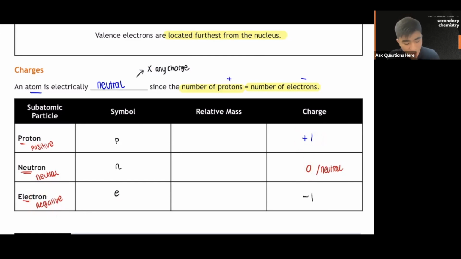Hannah, what about the relative mass just now? I'm going to write down the relative mass. Just copy down first. I'm going to talk to you about it later. Write down the relative mass first.